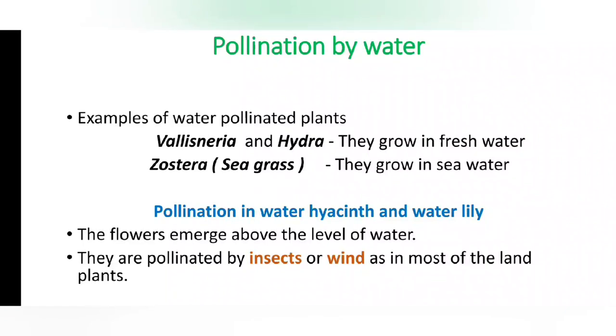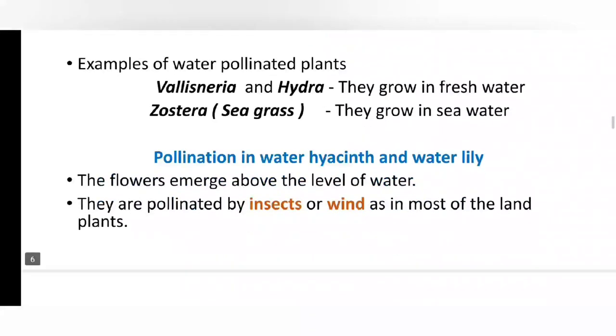Pollination in water hyacinth and water lily. In these plants, the flowers emerge above the level of water. They are pollinated by insects or wind, as in most of the land plants. Here also, in the case of water hyacinth and water lily, they are pollinated by insects or wind, not by water. This one you need to keep in your mind.